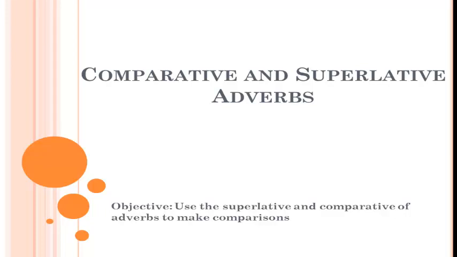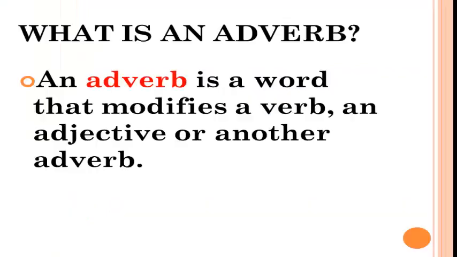Today we will talk about the comparative and superlative adverbs. Before we start, we need to know what is an adverb. An adverb is a word that modifies a verb, an adjective, or another adverb. It tells me more about a verb, an adjective, or another adverb. It describes, it modifies.